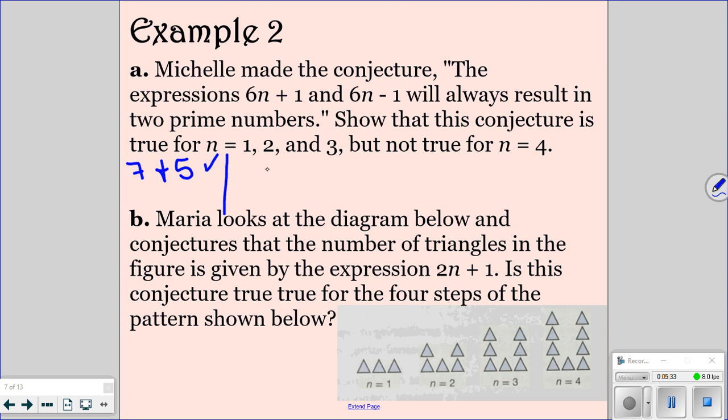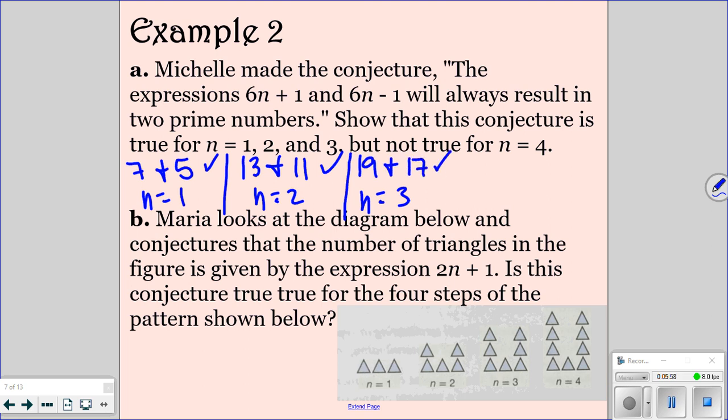For n equals 2, 6 times 2 plus 1 is 13, and 6 times 2 minus 1 is 11. It works for both of those, because both of those numbers are prime. For n equals 3, 6 times 3 plus 1 is 19, and 6 times 3 minus 1 is 17, which works for both of those. But it says it's not going to be true for n equals 4.